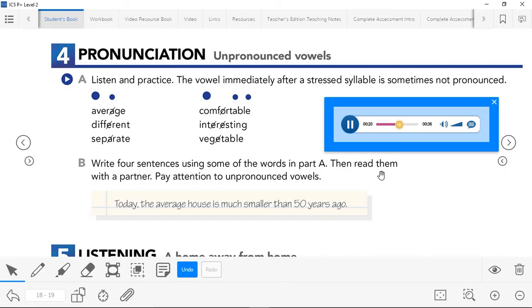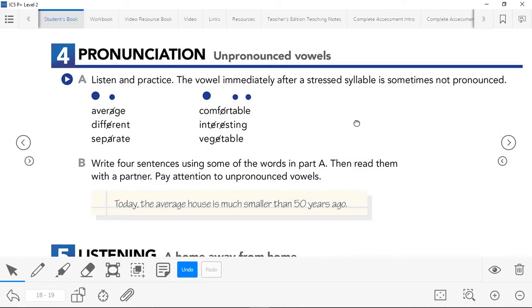Average. Different. Separate. Comfortable. Interesting. Vegetable.